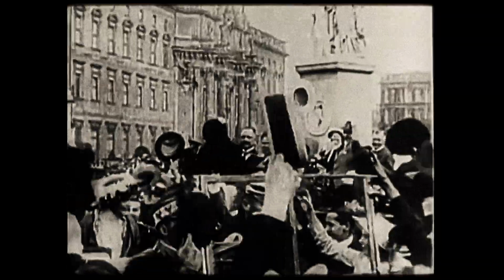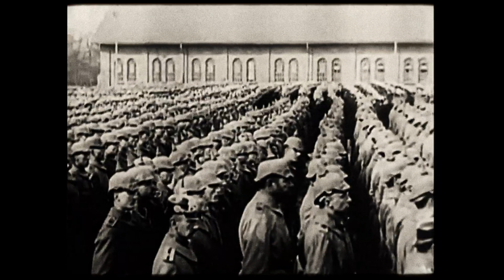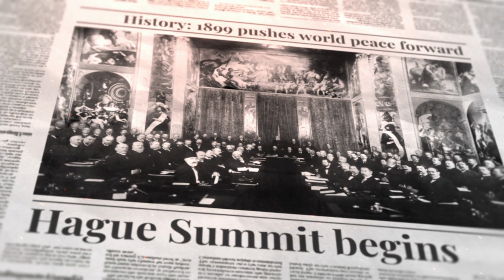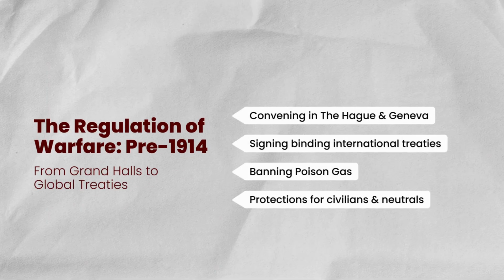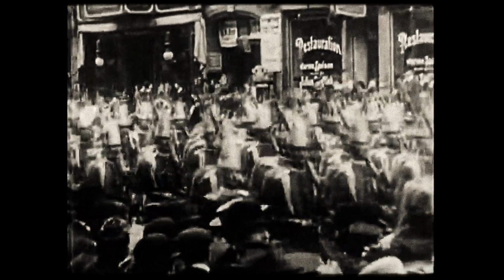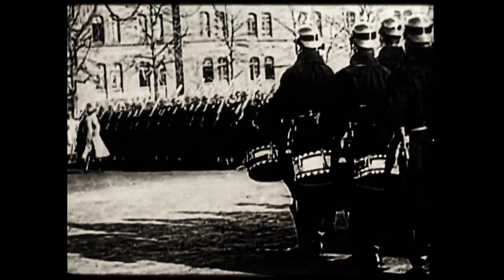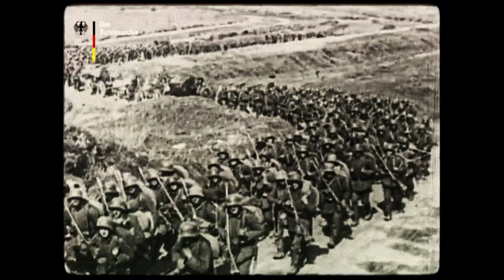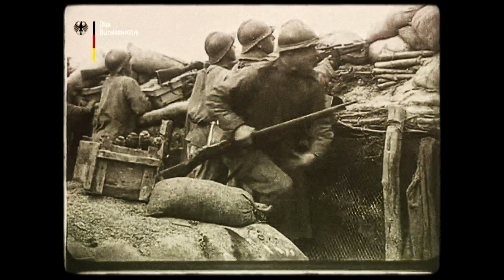Before 1914, the great powers of Europe believed they could regulate warfare. They met in the grand halls of The Hague and Geneva to sign treaties banning poison gas, protecting civilians, and safeguarding neutral countries. These laws did not aim to prevent war, but to contain it, to keep conflict within civilized bounds. Yet when the industrial meat grind of the Great War began, those legal restraints proved fragile.